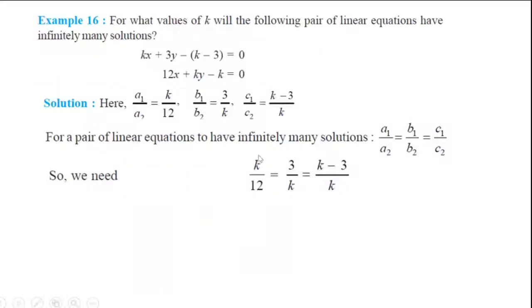Now I'll take these two of them at a time. If I take first k upon 12 is equal to 3 upon k, on cross multiplication I get k square is equal to 36, which gives me k is equal to plus minus 6. Now this plus minus 6 is very important because you will lose marks if you just write k is equal to 6. You need to write k is equal to plus minus 6.